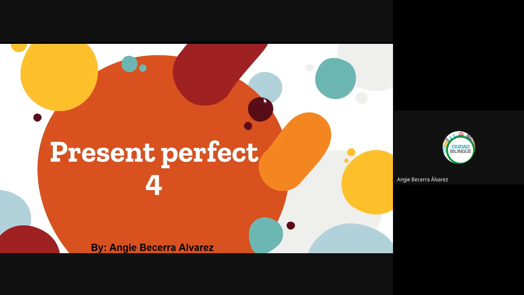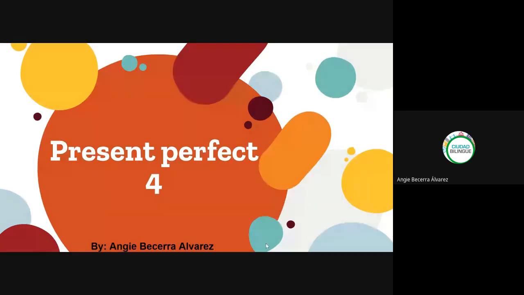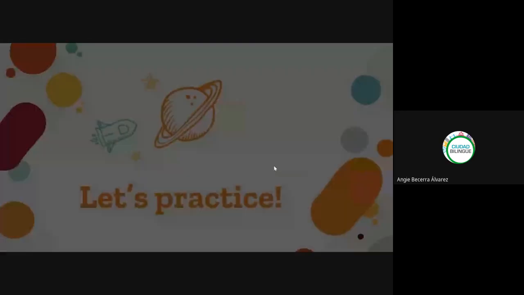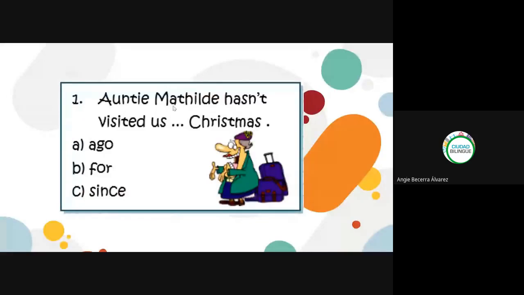Ok? So, let's do it. I'm going to show you here. So this is the first one. It says, Auntie Mathilde hasn't visited us Christmas. What would you choose? Ago, for, or since? Entonces aquí tenemos la primera y nos dan la oración, pero la oración no está completa. Nosotros debemos completarla, ya sea con ago, con for o con since.